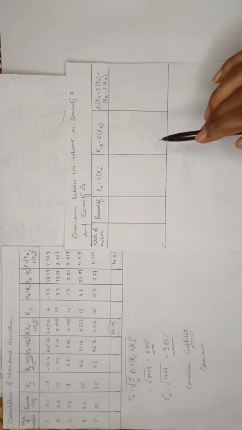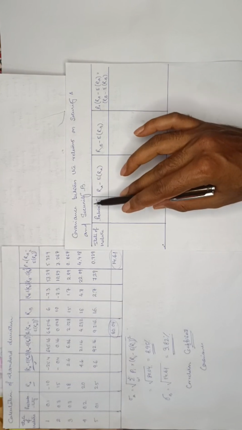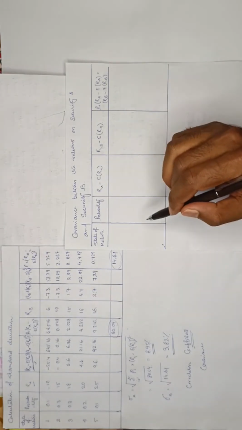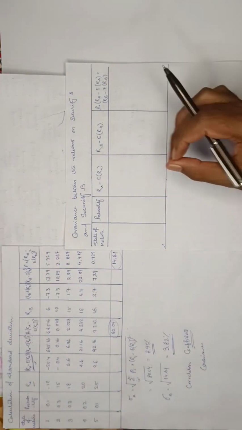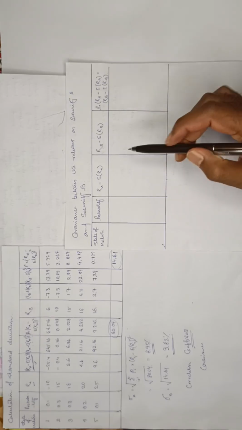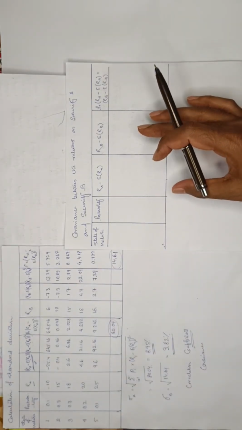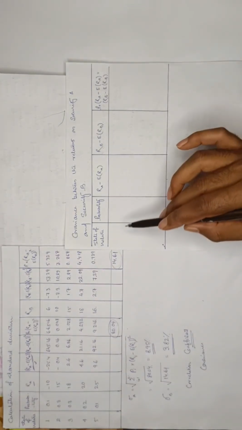Now let's start with the calculation of the covariance between the returns of two securities, A and B. For this I need to prepare a very simple table that you can prepare along with this. As there is no space, that is why I have created a separate table for this. Now, what are the different columns here?